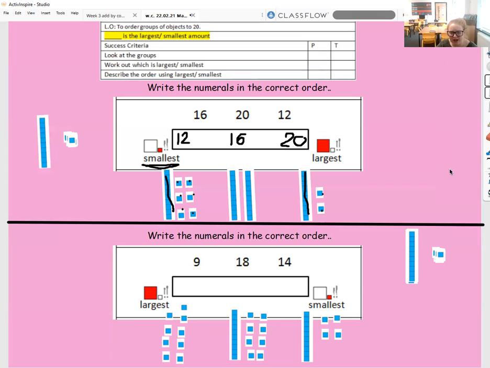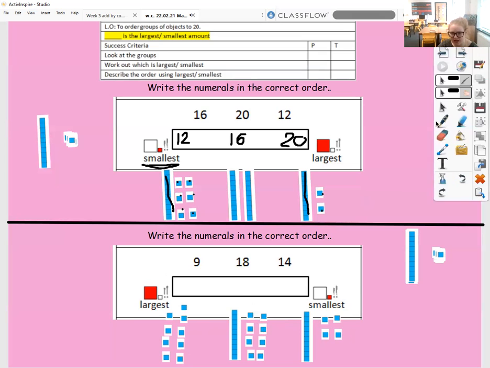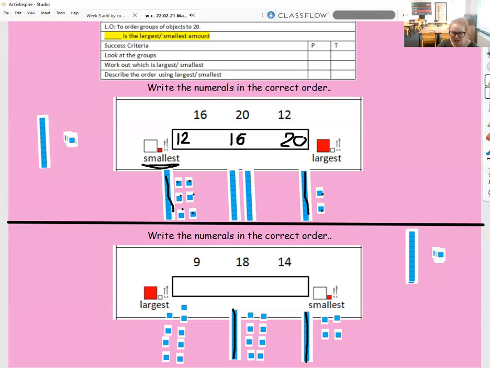So now, is 18 or 14 larger? Because we've got the same amount of tens. 18 has 1 ten and 14 has 1 ten. Which is the larger number? Well, I'm going to look at their ones, and I know that 18 has 8 ones and 14 has 4 ones. So what is larger, 8 or 4? Which is larger? Have a little think. 18 is larger because 8 ones is larger than 4 ones.